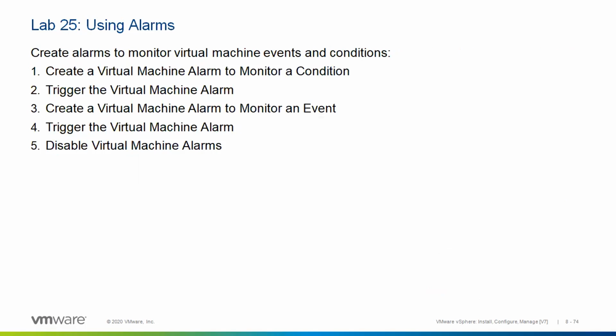So here is a small lab where we create a virtual machine alarm to monitor the condition and trigger the alarm. Create a virtual machine alarm to monitor an event. Event means, for example, if we reset the virtual machine or something like that. These alarms are created in a unified way. We can create them on vCenter level, and it will equally monitor all the VMs in that vCenter server.